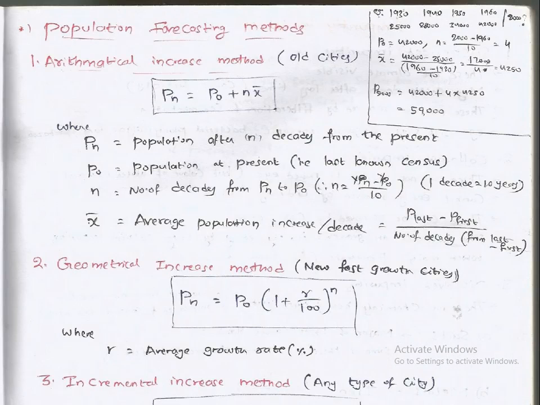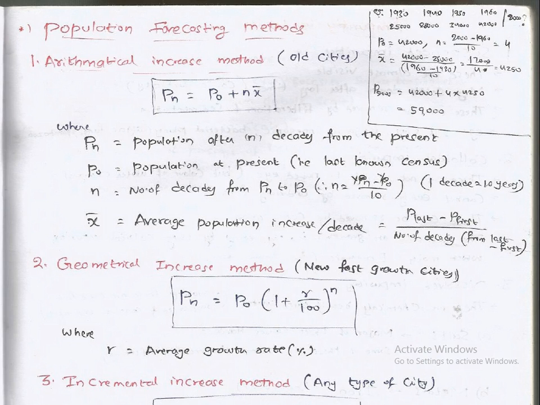Population forecasting methods. Arithmetic increase method, for old cities: Pn is P0 plus n x-bar, where Pn is the population after n decades from the present, P0 is the population at present, that is the last known census, and n is the number of decades from Pn to P0. Therefore, n equals (Yn minus Y0) upon 10, as one decade is 10 years. X-bar is the average population increase per decade: population of last minus population of first upon number of decades from last to first.